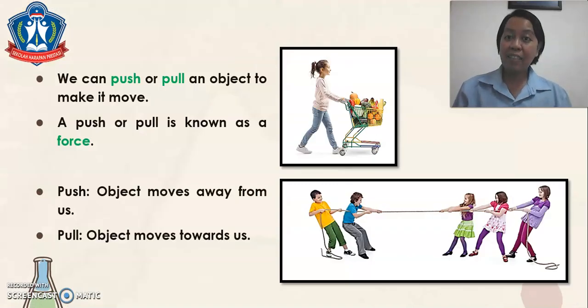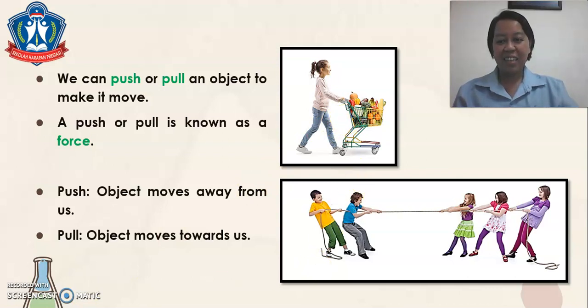So let's start. We can push or pull an object to make it move. A push or pull is known as a force. When we push, the object moves away from us, while when we pull, the object moves towards us. So let's check the pictures, children. This one is pushing and this one is pulling, right?